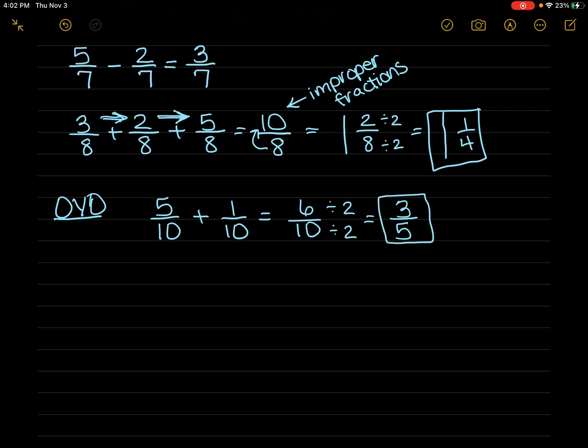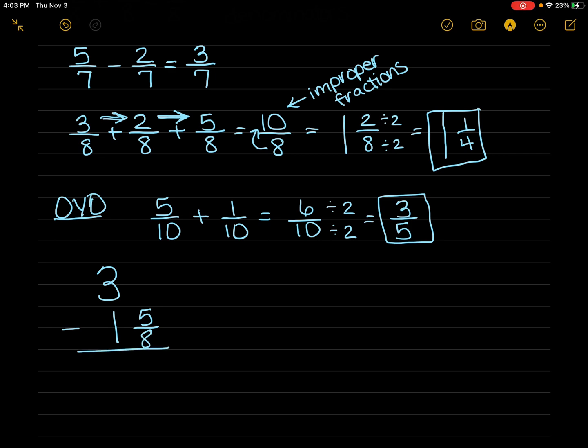Okay, now let's do some where we have to rename some fractions with subtraction. So if I have a problem like 3 minus 1 and 5/8.